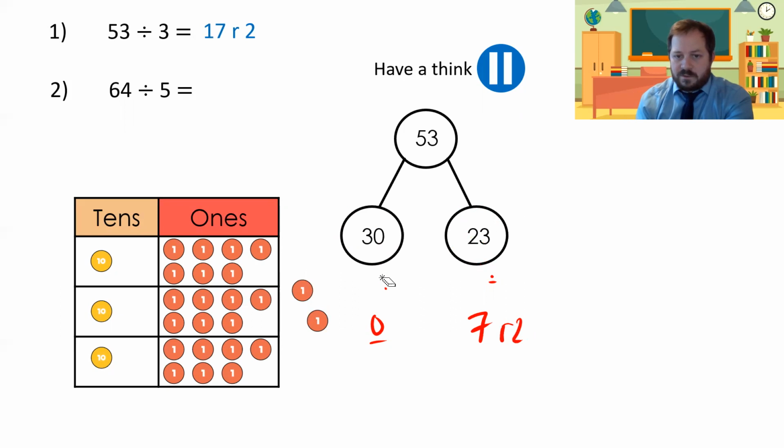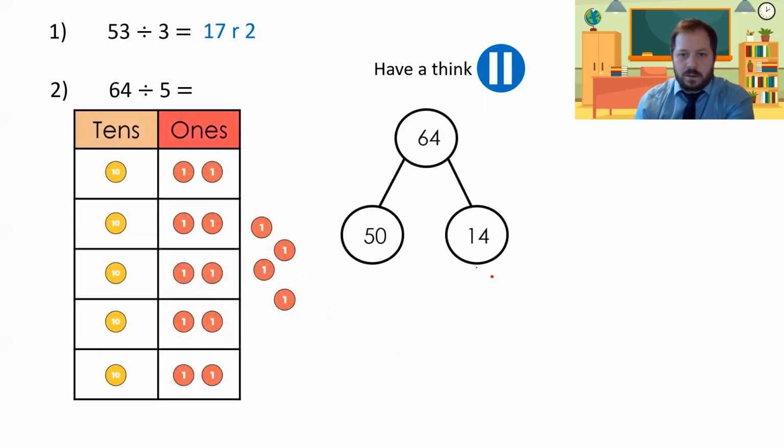We do the same for our next one, which is 64 divided by 5. We take our 50 chunk away first. That gives us 10, and then we've got 14 left. The biggest chunk we can actually take out of that is going to be 2 times 5, which is 10.